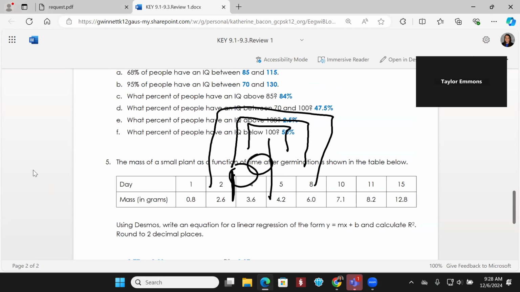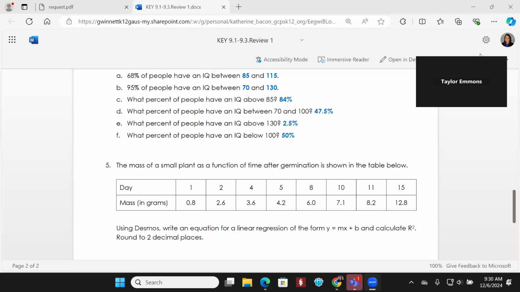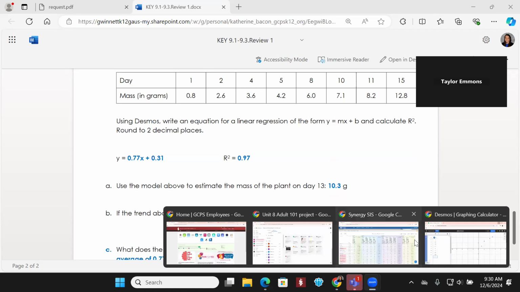Okay, I need you to do this. Go ahead and put this data in a table on Desmos. Using Desmos, write an equation for a linear regression model in the form y = mx + b and calculate the r-squared rounded to two decimal places. There are a couple of different ways you can do this.